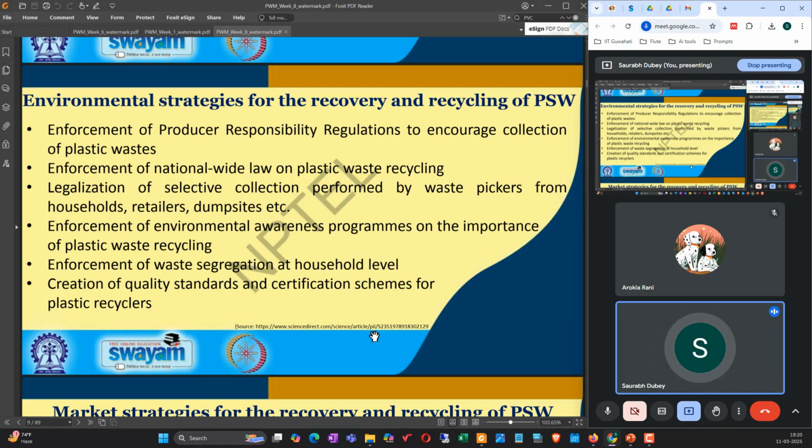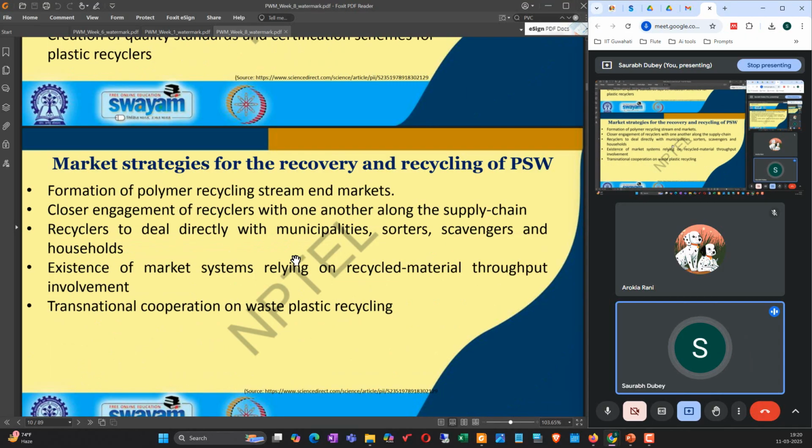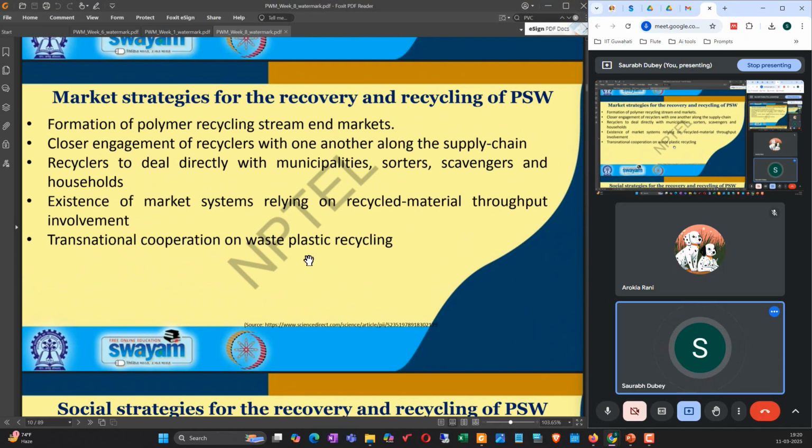So, environmental strategies for recovery and recycling include enforcement of producers' responsibility regulation, which we have discussed many times for plastic waste, enforcement of the nationwide law, enforcement of environmental awareness, waste segregation, and then creation of quality standards and certification schemes for plastic recyclers, so that there is some competition, so that people follow it rigorously in order to achieve the goal, right?